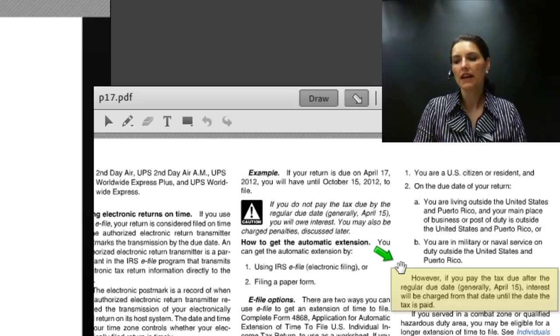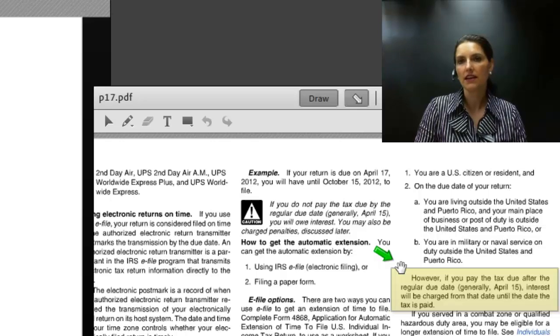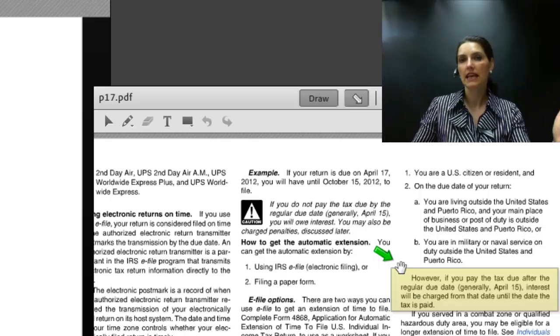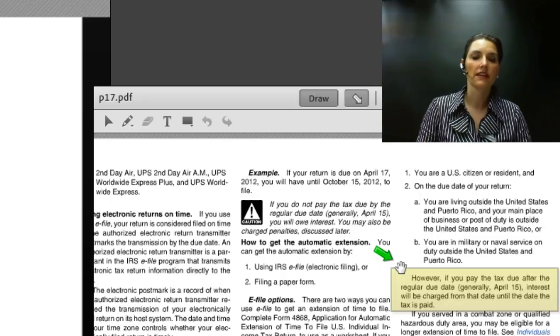However, if you pay the tax due after the regular due date, which is generally April 15th, interest will be charged from that day until the date the tax is paid. So Sam will not be charged a late payment penalty or a late filing penalty, but he will be charged interest on any balance due that he owes. And the interest is assessed on the period between April 17th and June 15th, or earlier, whichever date he files and actually pays.